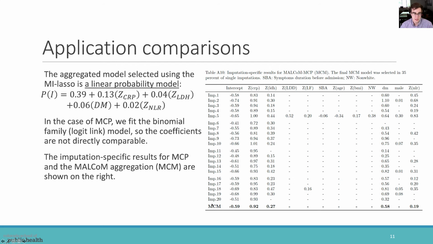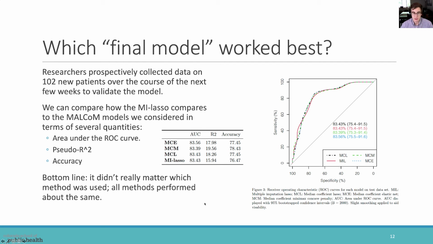We can, however, see the imputation-specific results for the MCP approach as well as the Malcolm approach on the bottom here that aggregates all of the imputation-specific procedures. And we see the Malcolm MCP approach arrives at the exact same selection as the MI lasso approach did, which is good. But you may be wondering, okay, they are slightly different models, so how well do they compare to one another in this application?